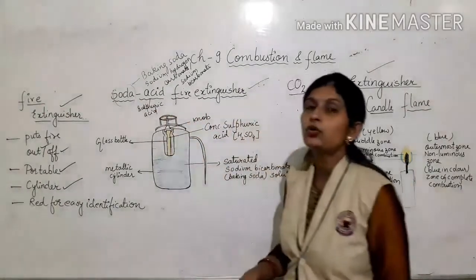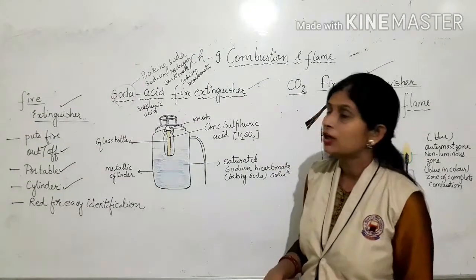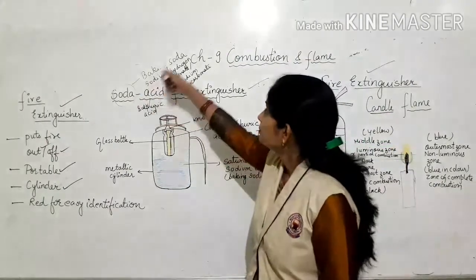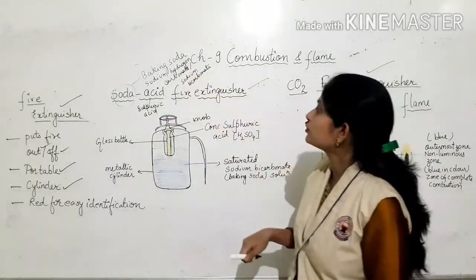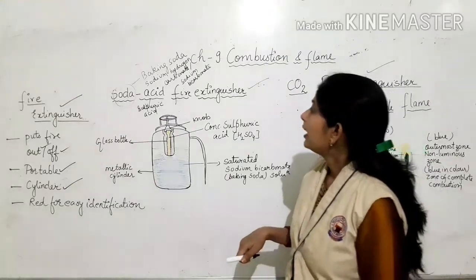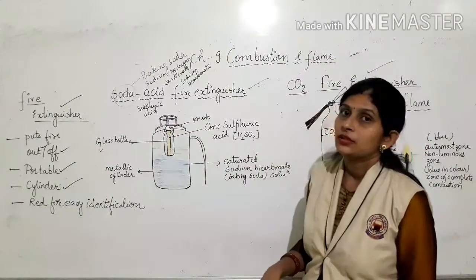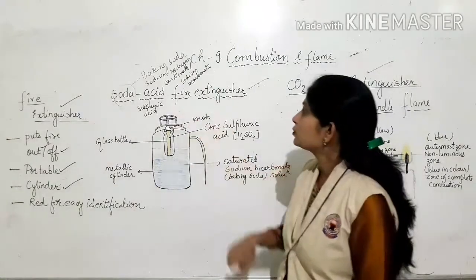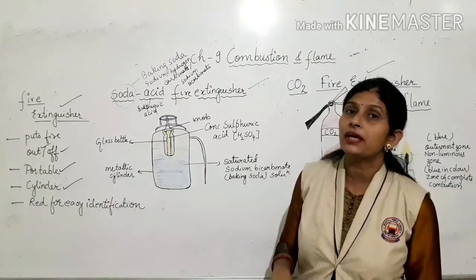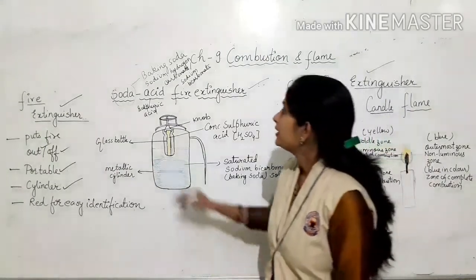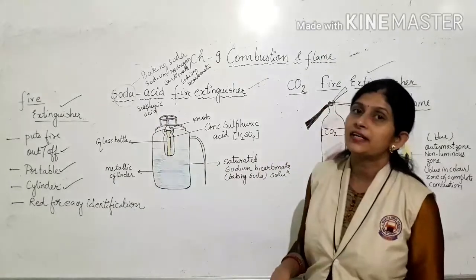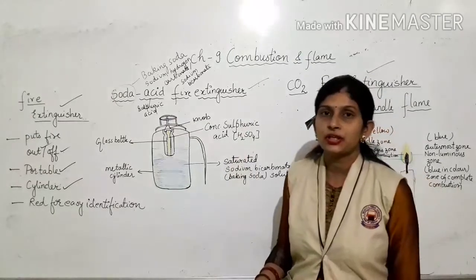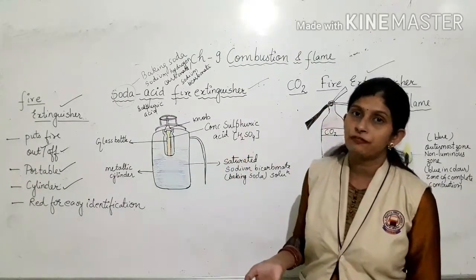So these are the two main constituents or components of soda acid fire extinguisher, that are baking soda, or we can say sodium hydrogen carbonate or sodium bicarbonate, and sulfuric acid. So these are two main constituents or components from which this soda acid fire extinguisher is made up of. That is why it is called soda acid fire extinguisher. Now, what is its construction and how does it extinguish the fire?